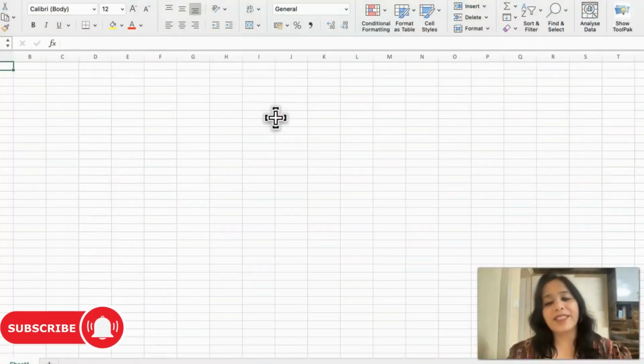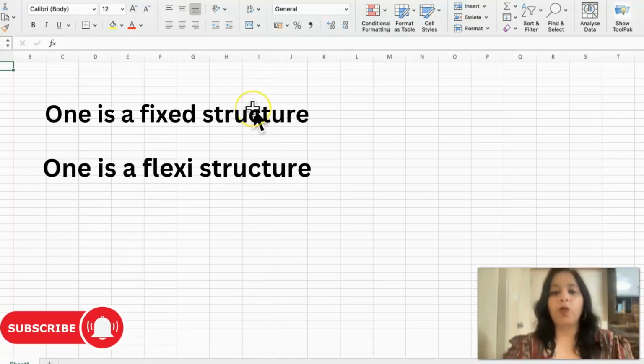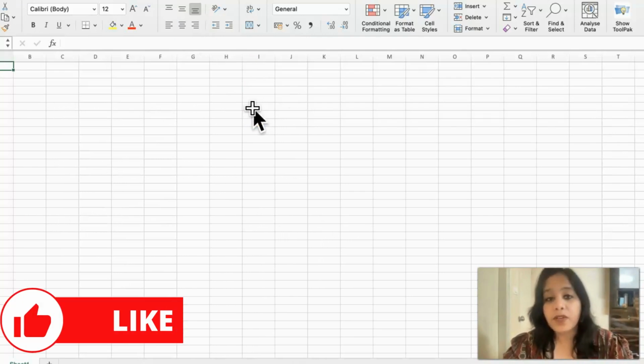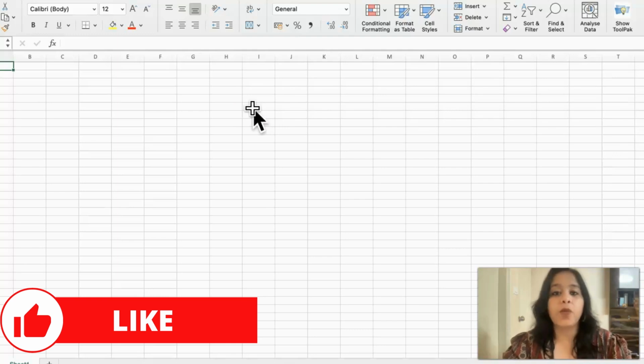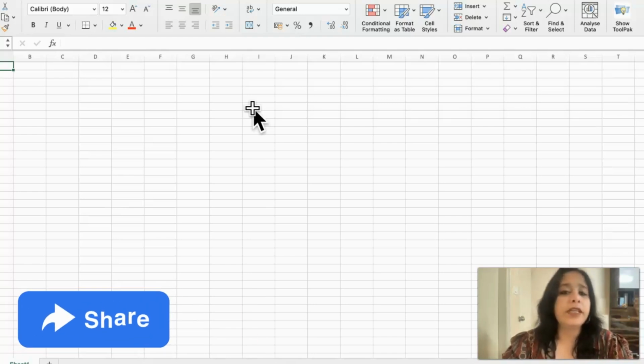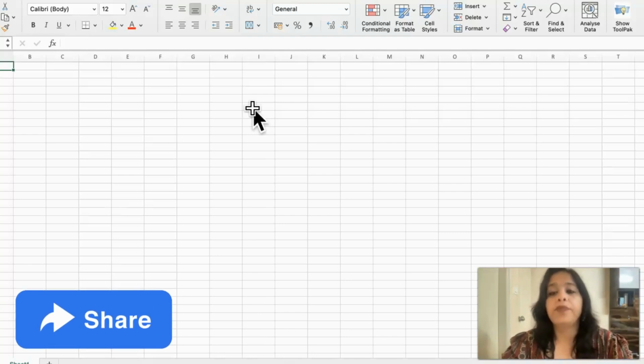Hello everyone, now let's start learning about how to build our CTC. In India, we have three types of structure. One is a fixed structure, one is a flexi structure, and third one is a consolidated pay. Fixed structure means when the company is deciding what are the different allowances or perks the company wants to give. And flexi is when the employer has a say to decide the different allowance and perk sides of the package. Consolidated, which we give to the lower salary slab people, where we need not do the bifurcation in the salary. That's called a consolidated salary package.